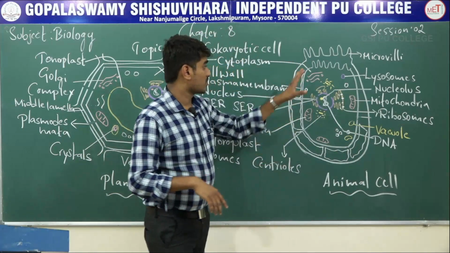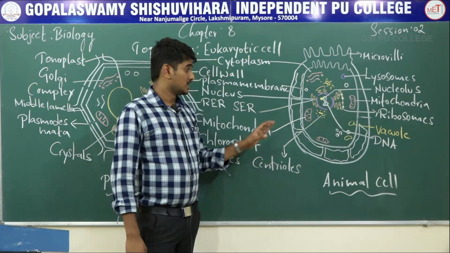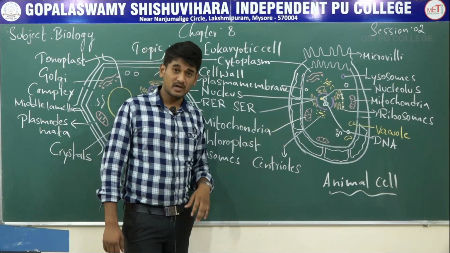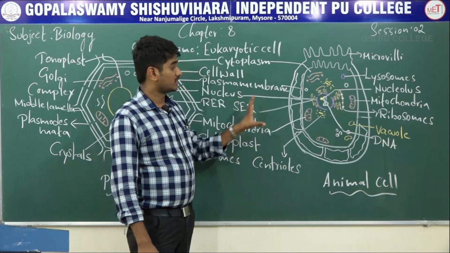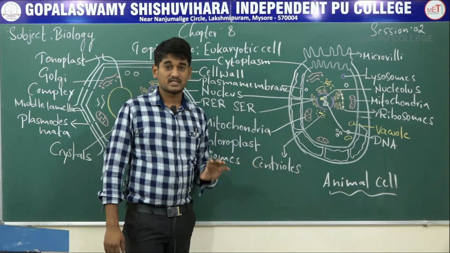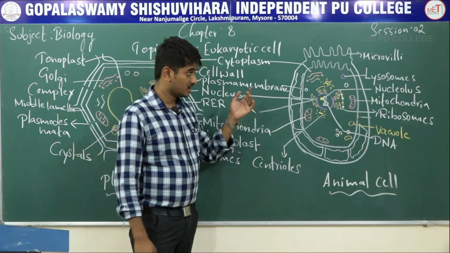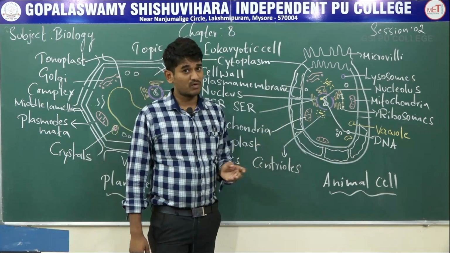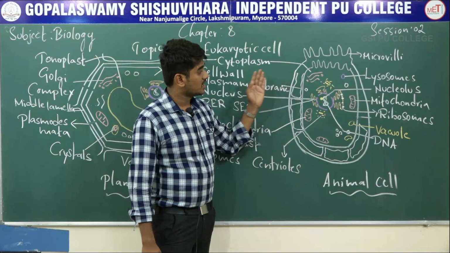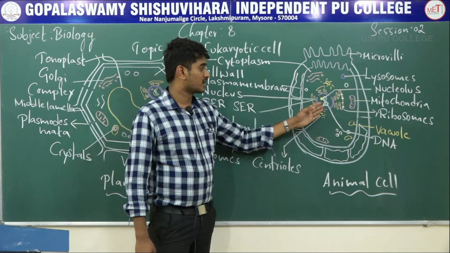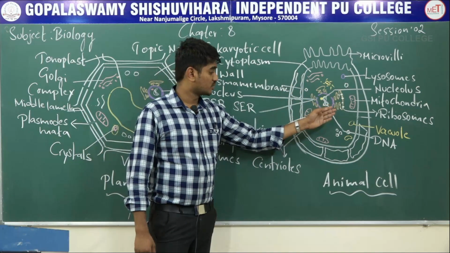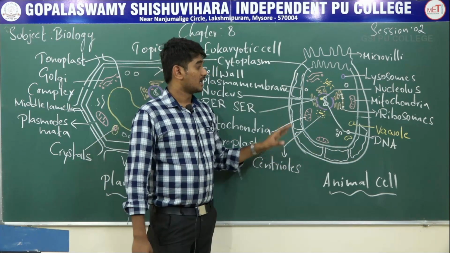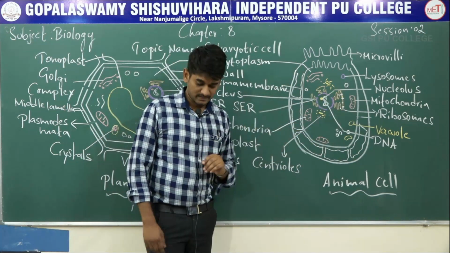Next, let's discuss the structure of the animal cell. The outermost layer in the animal cell is called the plasma membrane. Then the plasma membrane is surrounded by a semi-fluid matrix called cytoplasm. The cytoplasm has membrane-bound cell organelles like nucleus and mitochondria, and also non-membrane-bound cell organelles like Golgi complex, centrioles, endoplasmic reticulum, rough and smooth endoplasmic reticulum, and presence of lysosomes and ribosomes. So these are all about the animal cell.